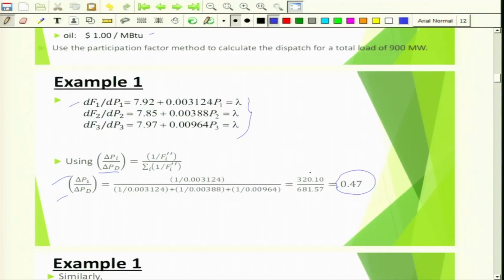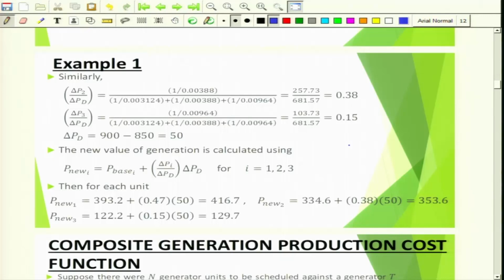Actually, this is the sharing value of the individual generator with respect to the change in demand. That means, for the change of 50 megawatt of load, 47% is the share contributed by generator 1, right. And similarly, for generator 2, it is 38% share. For generator 3, it is 15%. Put together, you will get 100%, right. Now, it is simple. Earlier, whatever the generation was, you need to add the share to it. That share is 47% of 50 for the first generator, and with everything put together, you would get the most optimal generator outputs for the new change in the demand, right.